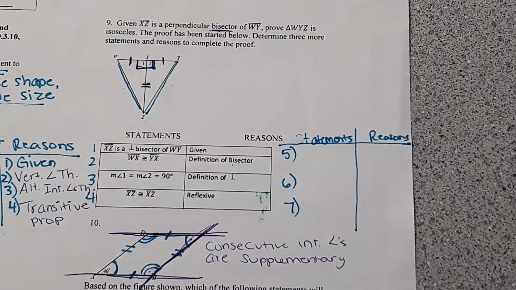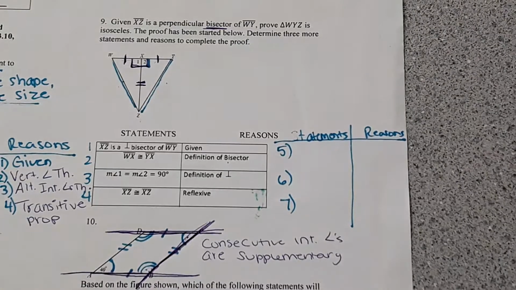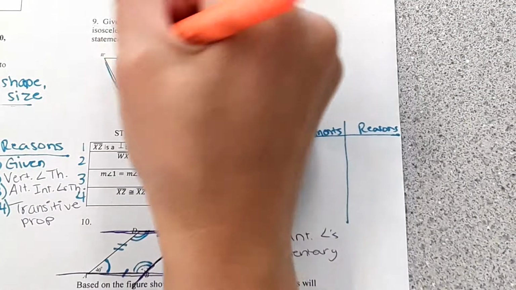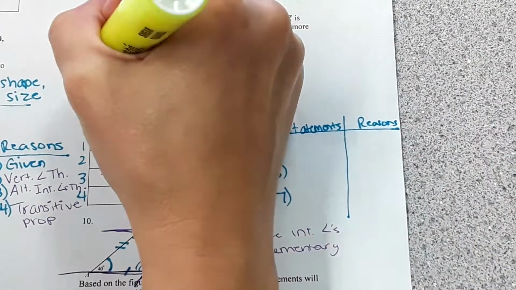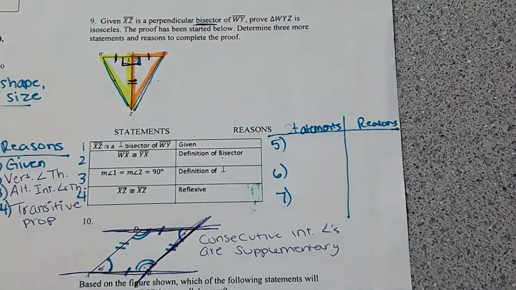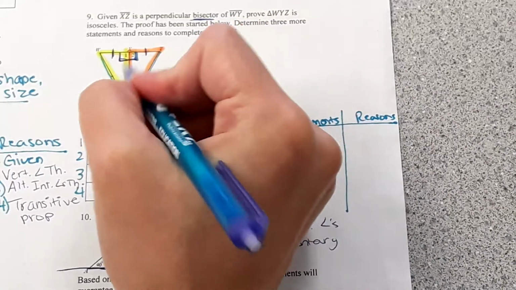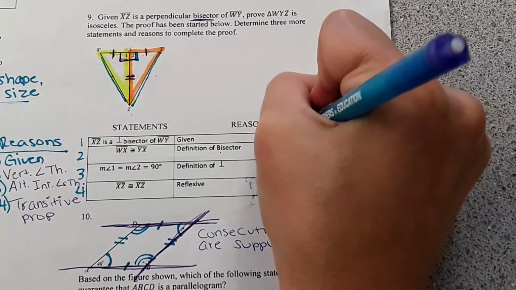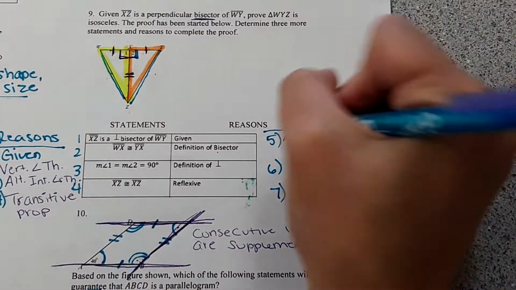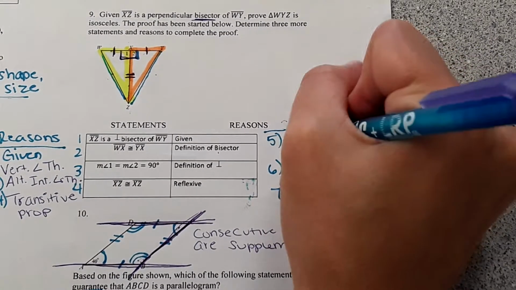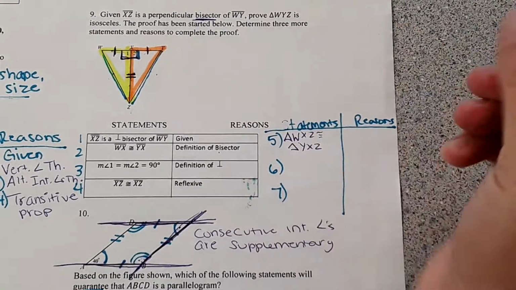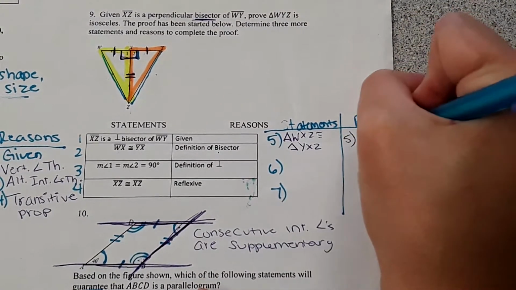Now we're going to prove that these two triangles are congruent. There's two triangles there. There is a triangle right here, and a triangle right here in the picture. And we can prove that those two triangles are congruent by side angle side congruence. So we can say that triangle WXZ is congruent to triangle YXZ because of side angle side.